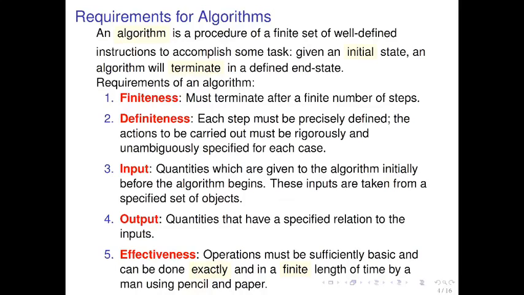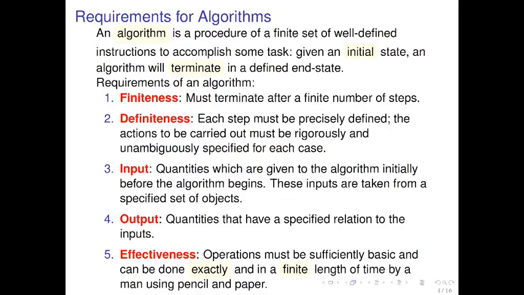Typically, when we write algorithms, they need to satisfy the following 5 criteria. An algorithm is a procedure of a finite set of well-defined instructions that is meant to accomplish some task. You have to give it an initial state, and the algorithm needs to terminate in a definite end state. The first requirement is finiteness, which means the algorithm must terminate after a finite number of steps. The second condition is definiteness.